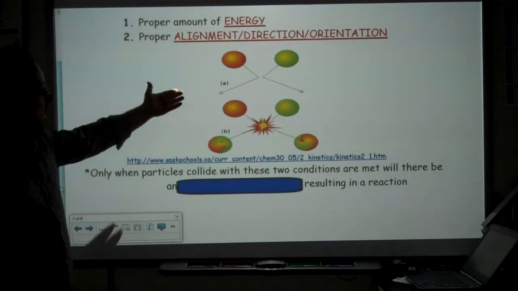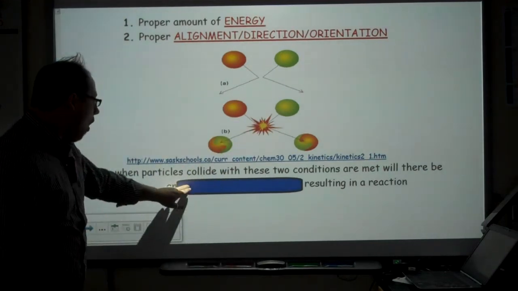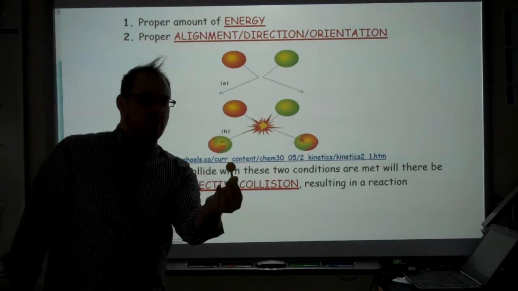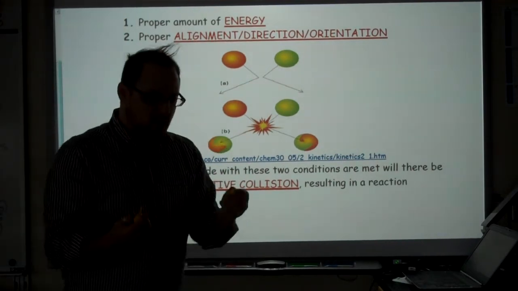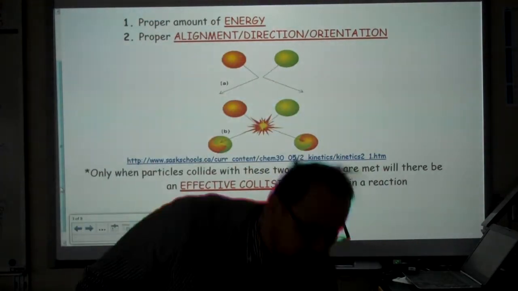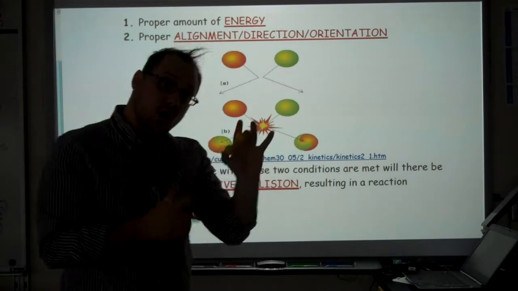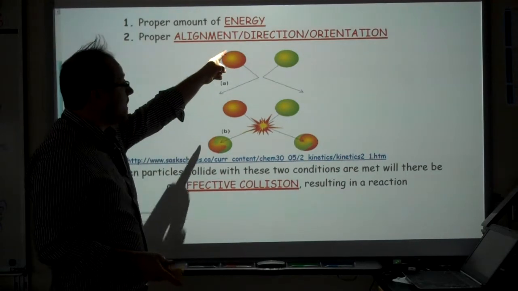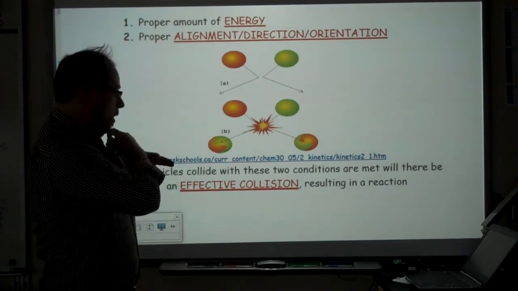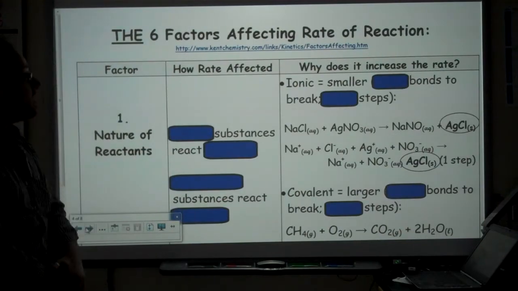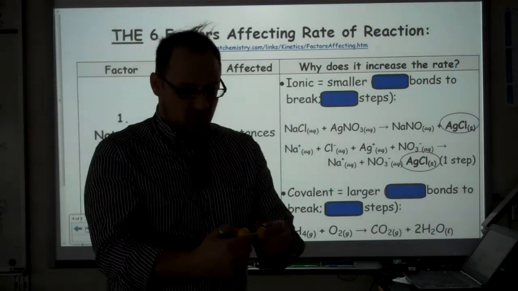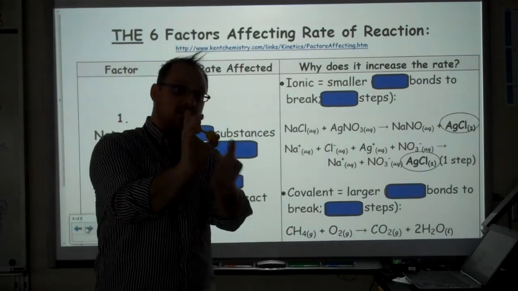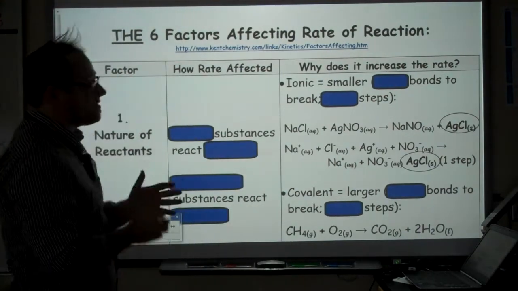So here's an image that describes that. They got to hit each other, and they got to hit each other properly. Only when particles collide with these 2 conditions met will there be an effective collision. I got my molecule to form. That was an effective collision. If these particles collided in other ways, we would not have an effective collision. So, only do we have an effective collision if we have the right energy, alignment, direction, or orientation when they come together. So this has to happen in a very orderly manner for a reaction to occur. But how can we make it go faster or slower? These are the 6 factors that affect the rate.